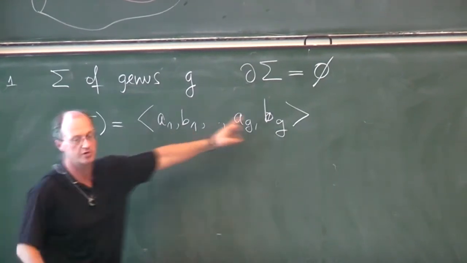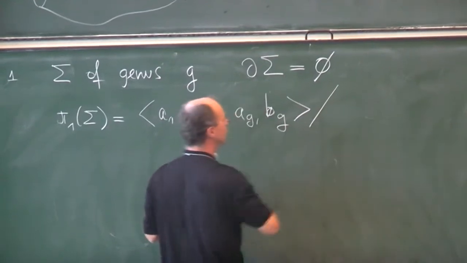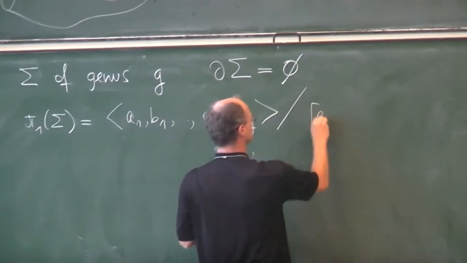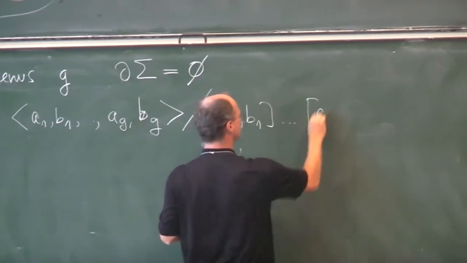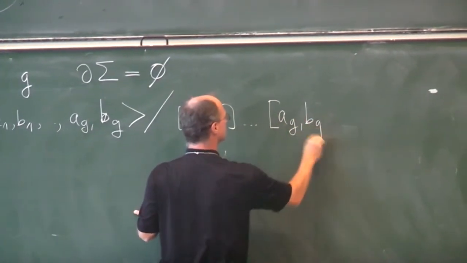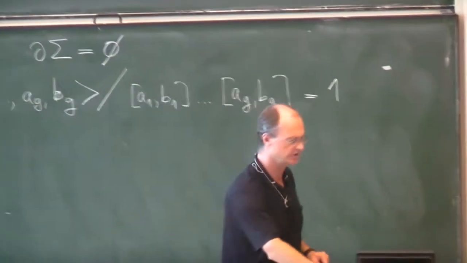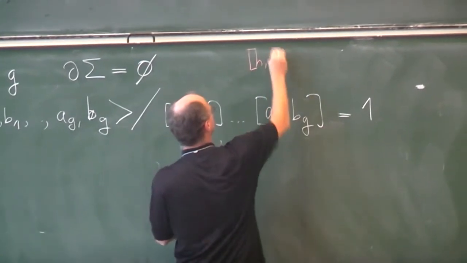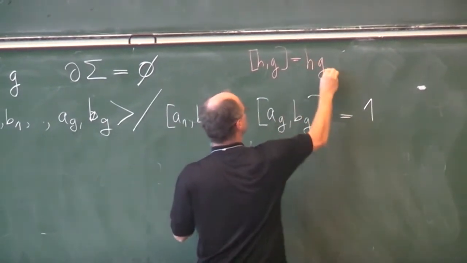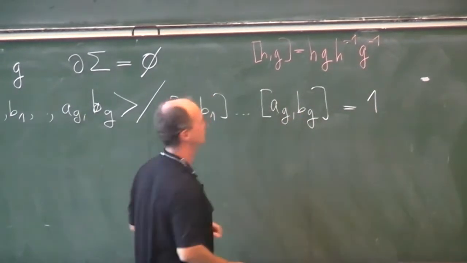So this corresponds to A and B cycles of the surface, modulo one relation. So let me write it down. The relation says that the product of group commutators is equal to 1. Here perhaps just to remind you that the group commutator by definition is h g h^{-1} g^{-1}.